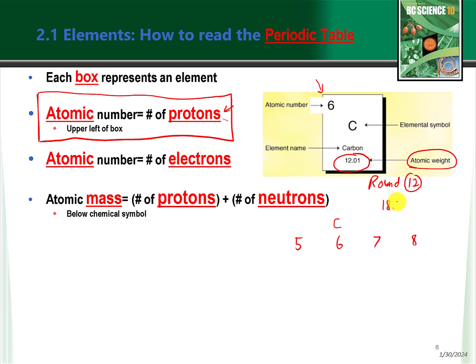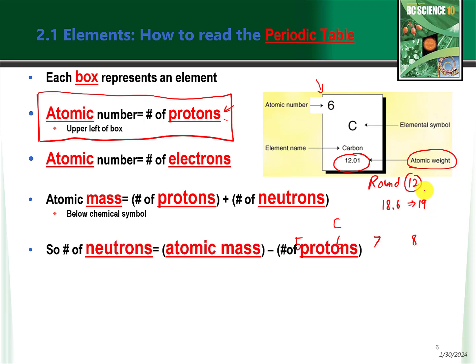If it said 18.6, we would make it 19. So the number of neutrons is going to be this number subtract the other number. The atomic mass, the bigger number with decimals, and I'll put a dot there to remind you that it's the decimal one, subtract the atomic number or the number of protons, the smaller number. And that's going to give you the number of neutrons.